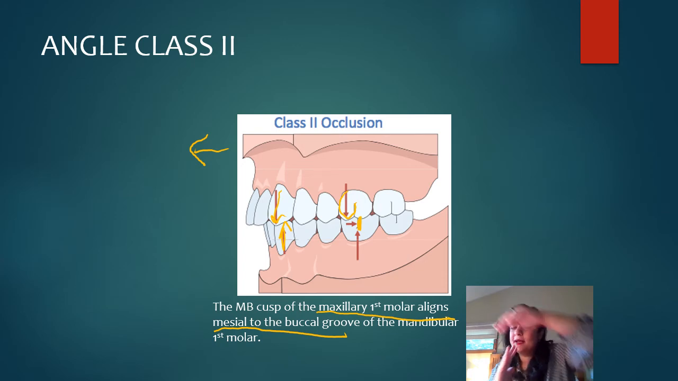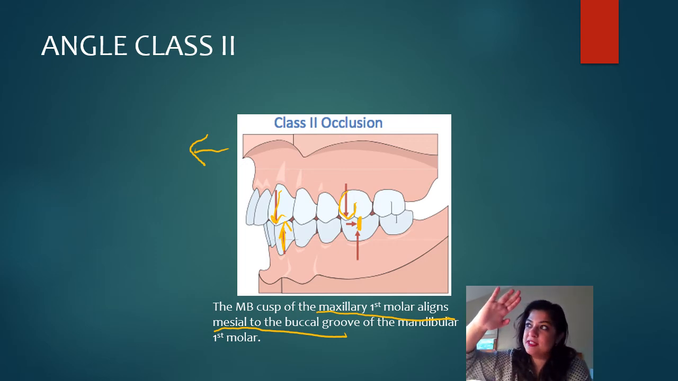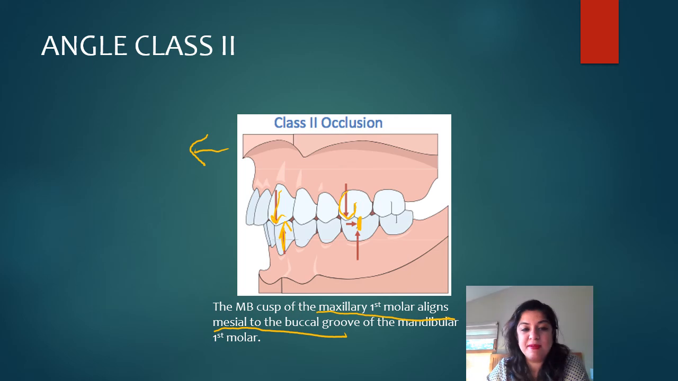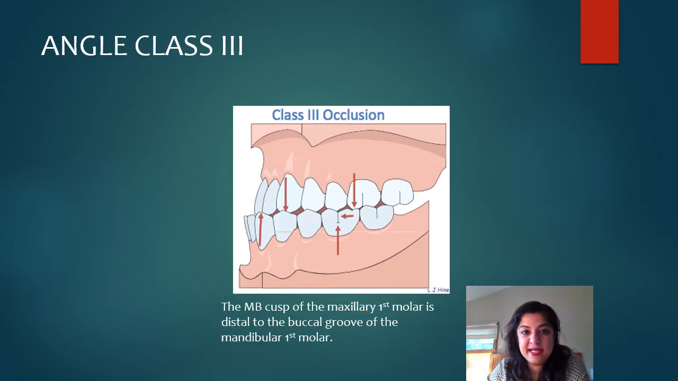Why does that happen? Because the body compensates. It basically protects the teeth from getting broken, especially when the child is playing. So the upper lip starts to push the teeth in as a compensatory mechanism. Okay, let's move to the next slide.